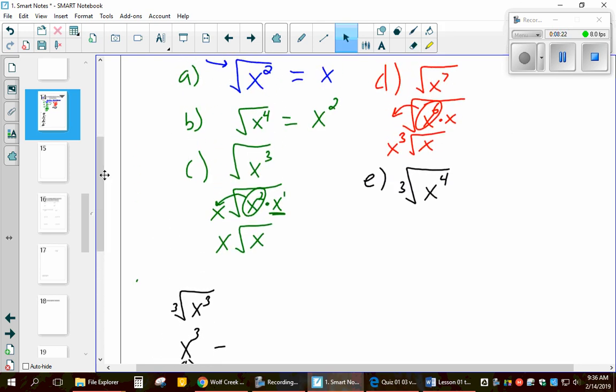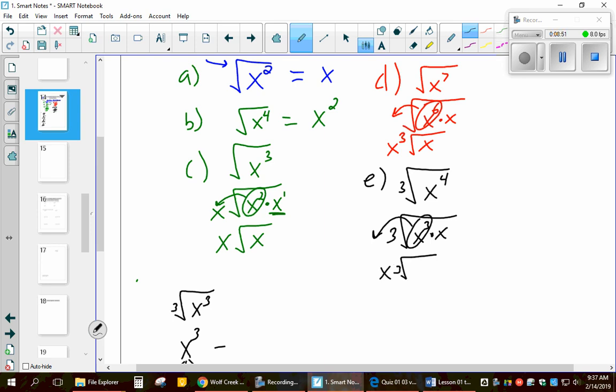All right, so if I'm doing this one, what do I want to split x to the 4 up as? X to the 3, because I know that one, right? Times x. So this x to the 3 gets to come out as an x to the 1. So that's just x times the cube root of x.